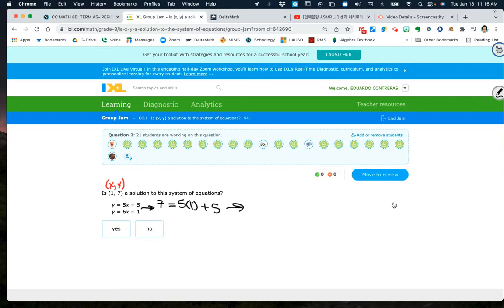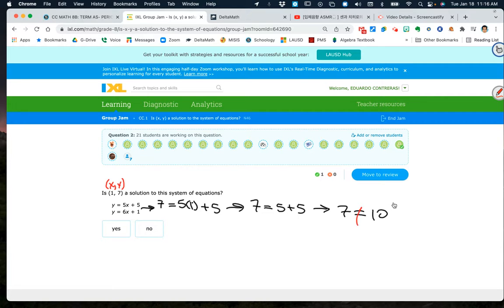So I'm going to draw an arrow and rewrite this equation that I just did. 7 equals 5 times 1 is 5. So I end up with this: 7 equals 5 plus 5. True or false? Is it true that 7 equals 5 plus 5? No, because look what you get. You get 7 equals 10. That's nonsense.